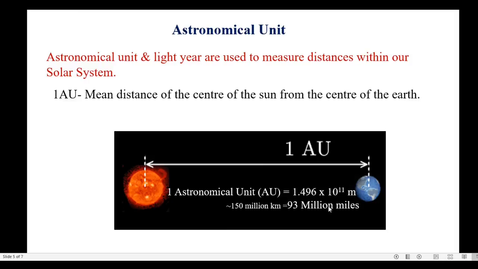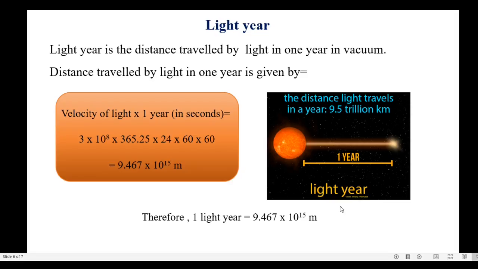As well, the light year is defined as the distance traveled by light in 1 year in vacuum. The distance traveled by light in 1 year is given by velocity of light times 1 year in seconds. So, if you substitute the velocity of light value and 1 year in seconds, we will get 9.467 times 10 raised to 15 meters or 9.5 trillion kilometers. So, one light year equal to 9.5 trillion kilometers.